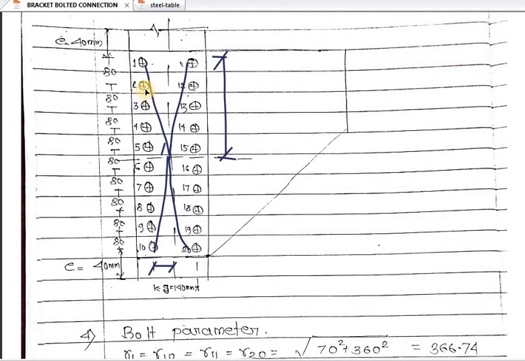Same way, next distance, next bolt, one by one. So next is the second distance. Again we have to repeat this for the second bolt. This distance is to be found out, this distance, this distance, and this distance. In the same way we have to find out first the height from this point to this point.